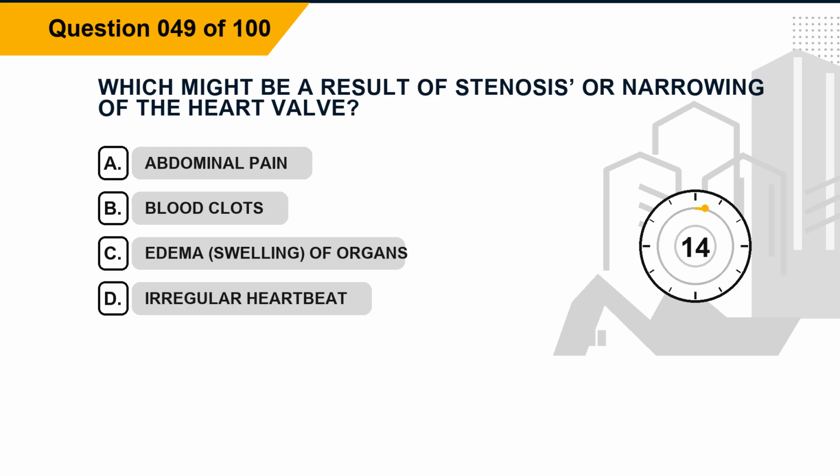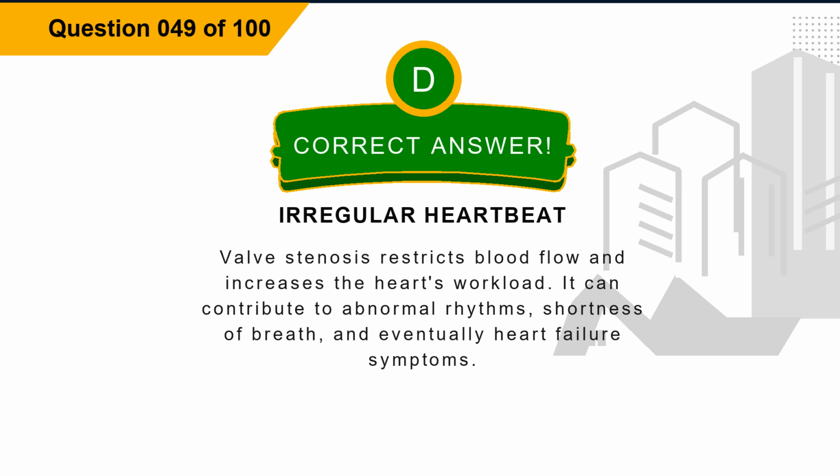Question 49. Which might be a result of stenosis, or narrowing of the heart valve? Option A. Abdominal pain. Option B. Blood clots. Option C. Edema, swelling, of organs. Option D. Irregular heartbeat. The correct answer is option D, irregular heartbeat. Explanation. Valve stenosis restricts blood flow and increases the heart's workload. It can contribute to abnormal rhythms, shortness of breath, and eventually heart failure symptoms.